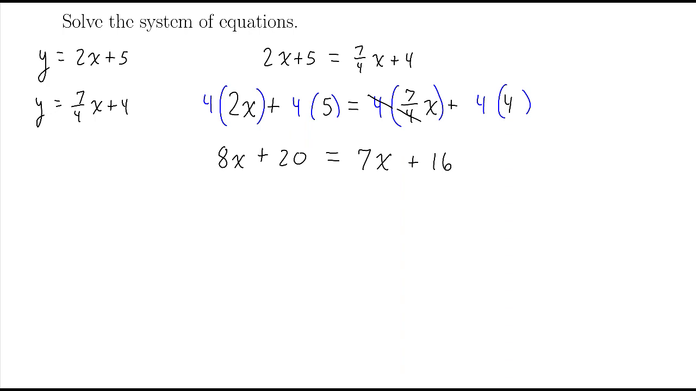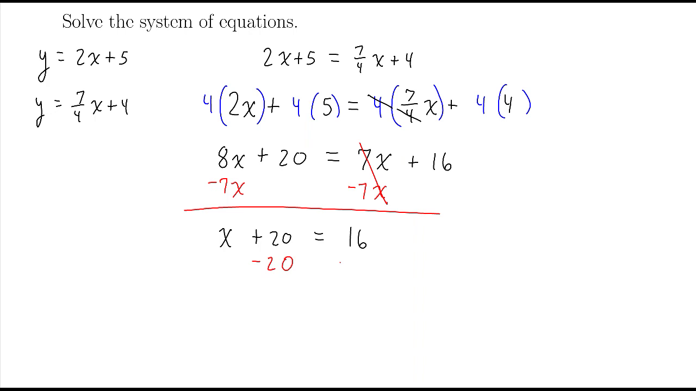Let's get rid of the variable term on the right side. I'll subtract 7x from both sides to do that. 8x minus 7x is 1x plus 20 equals 16, right? Bringing everything down. Now let's remove the constant term on the left side. So I'm going to subtract 20. That will leave me with x equals -4.